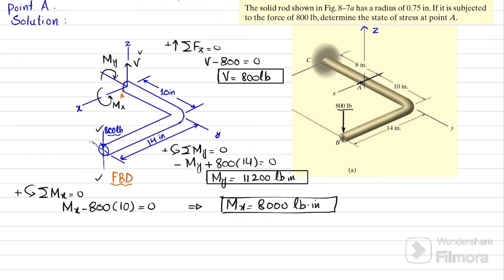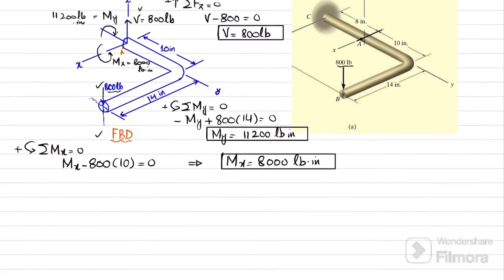Okay, now we have seen that V is equal to 800 pound, My is 11200 pounds into inch, and Mx is 8000 pounds into inch. So we will see that due to this vertical force at this cross section, we will have shear force. Due to this moment My, which will produce a torsion effect at this cross section, and due to this Mx, we will have a bending moment. So we will write these forces one by one.